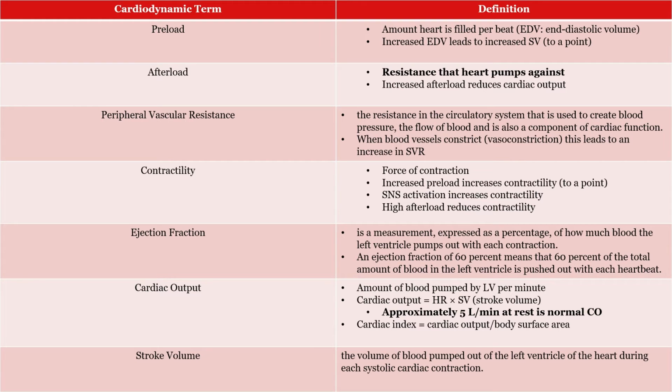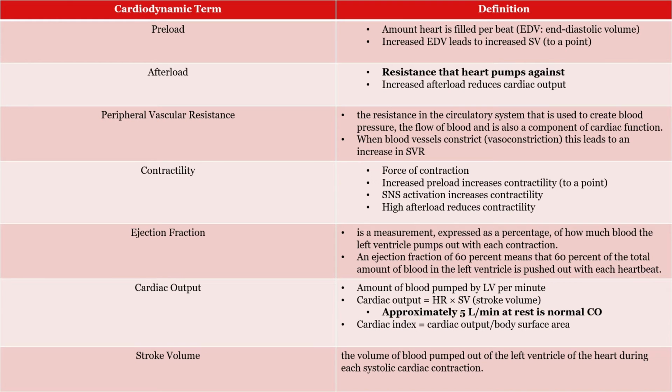Contractility is the force of contraction, or how well the cardiac muscle contracts with each beat. If we can increase contractility, then we can increase cardiac output and stroke volume. Decreases in contractility do the opposite. Ejection fraction is how much blood is pushed out into the body from the heart with each contraction.